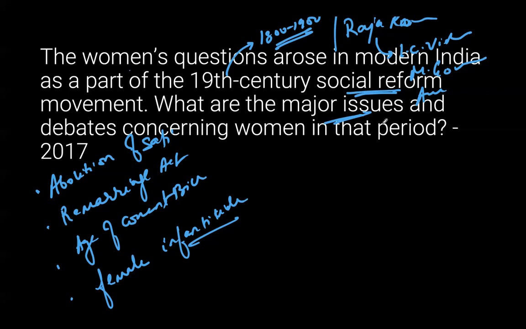Now, when we have certain issues, naturally, when people are addressing it, when people are taking certain steps, there will be certain disagreements. So that is debates, views and counter views, debates. So debates concerning women in that period. Now, with reference to this movement, there were certain contentious or debatable issues, which were, should we work with the British? The British is bringing about a law.